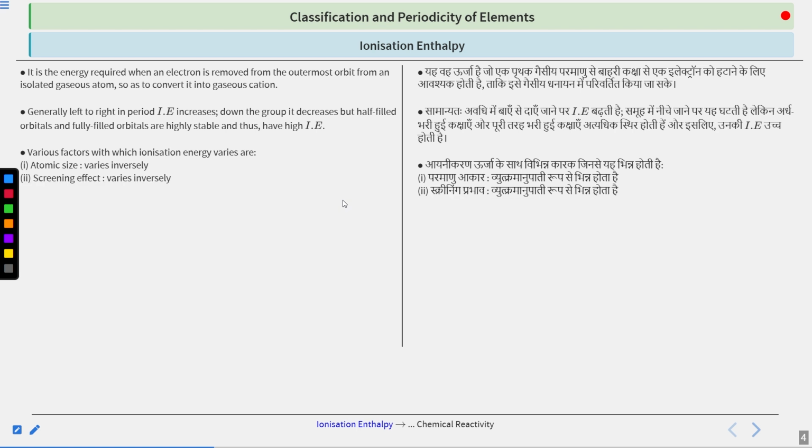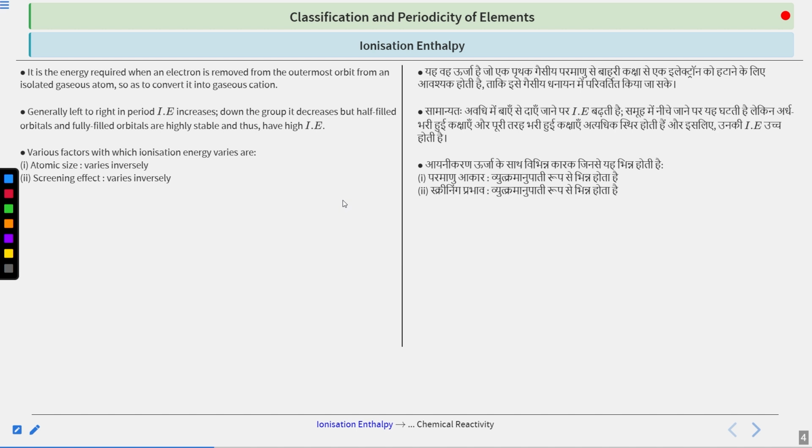Second is the screening effect. As the screening effect increases, the ionization energy decreases. Why is it so? Because screening effect is basically the blocking of the effective charge on the outermost electron. See what happens in an atom. We have the outer electrons, and there we have the inner electrons. Now the effective nuclear charge that is experienced by the outer electron is reduced due to the inner electrons.